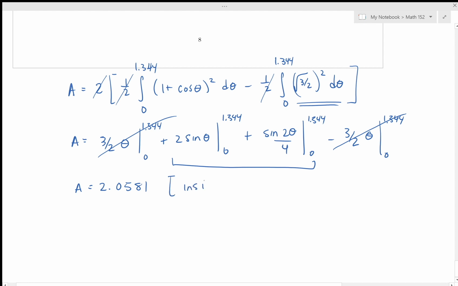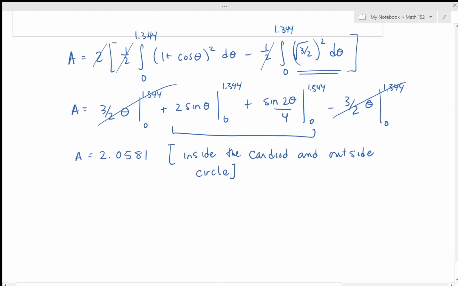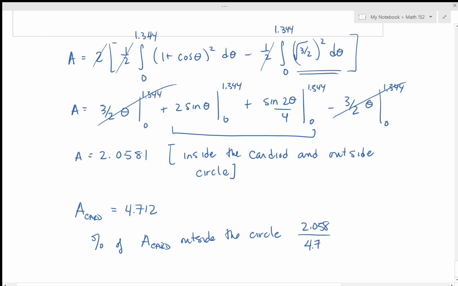So that is the area inside the cardioid and outside the circle. If we look at what that is, we found that the area of the cardioid previously was 4.712. So we can then calculate the percentage of the area of the cardioid outside the circle: 2.058 divided by 4.712 times 100, and that number comes out to be 44%.